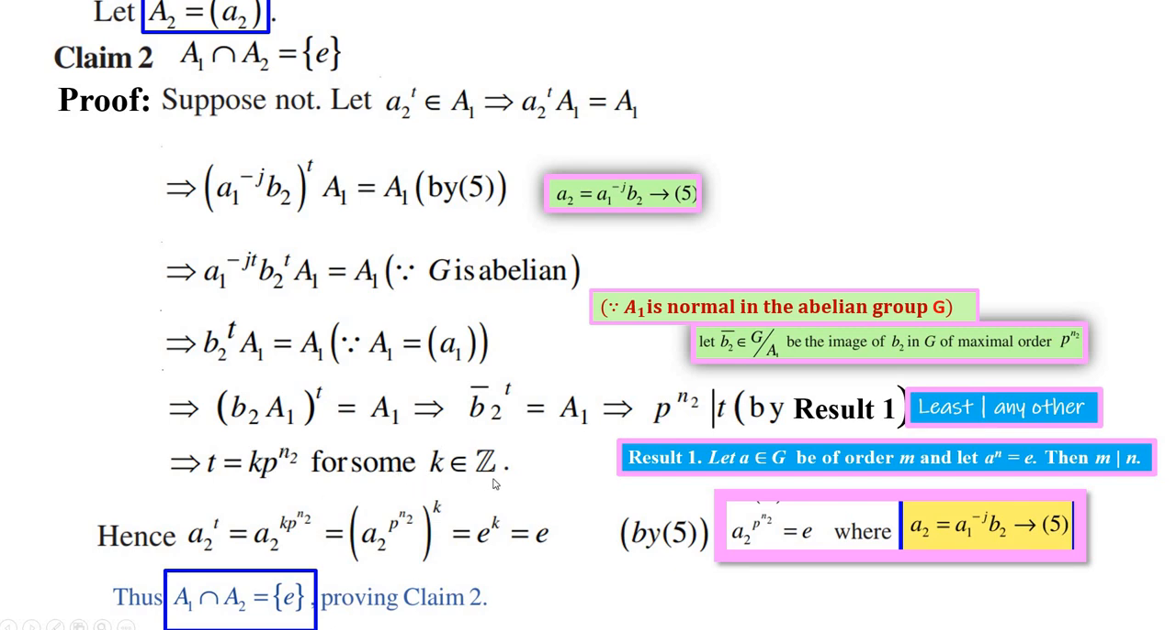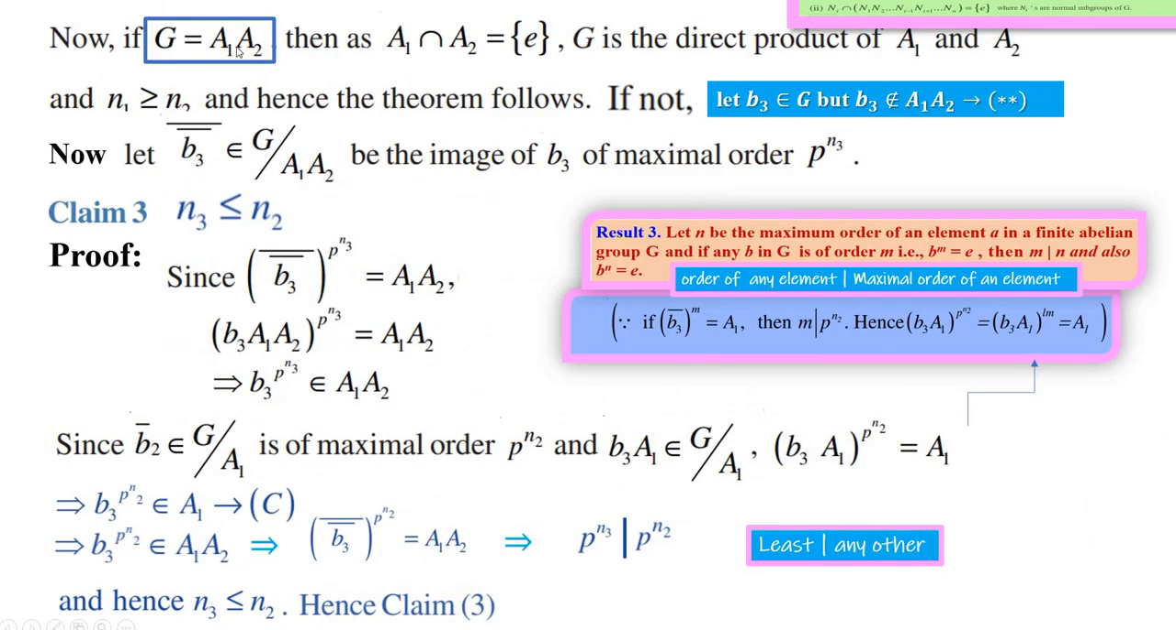So this in turn gives my T to be a multiple of P power N2. So for some integer k, we have T being written as k times P power N2. Now A2 per T, when we consider, we have that to be A2 raised to k into P power N2, and that is A2 raised to P power N2, whole thing raised to k. But this is E, so you have E raised to k and that is E. So A2 per T, which is assumed to be a member of A2 as well as A1, is now an identity element. So the intersection is just singleton E.